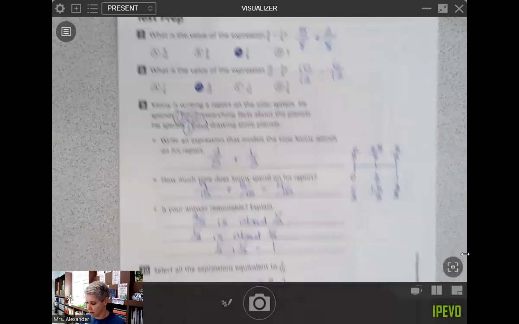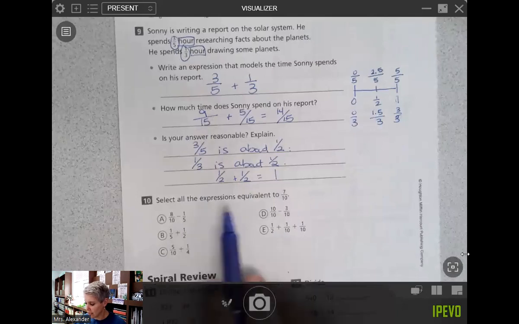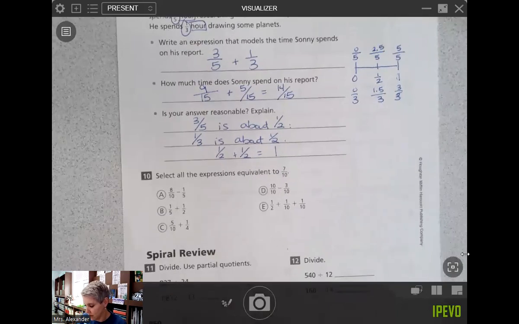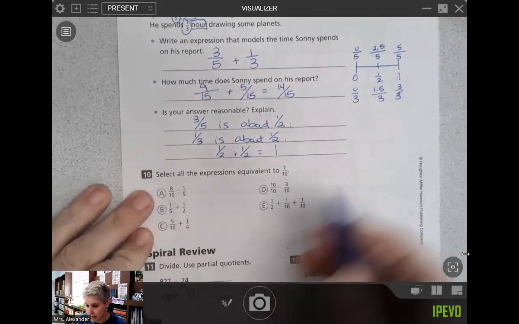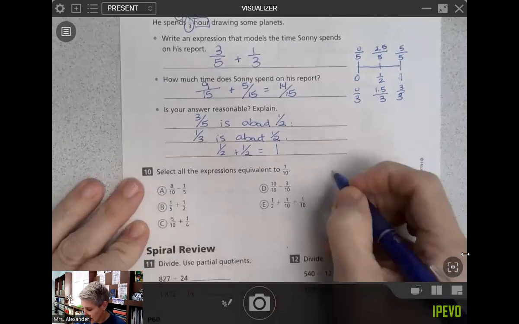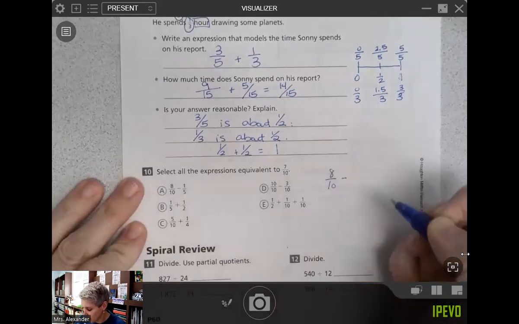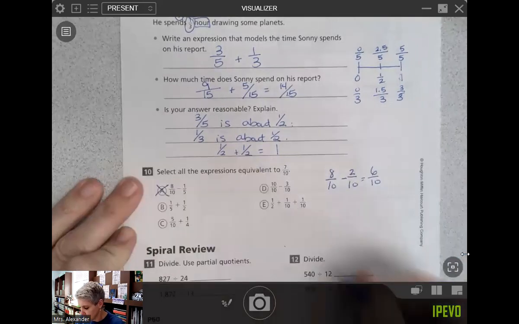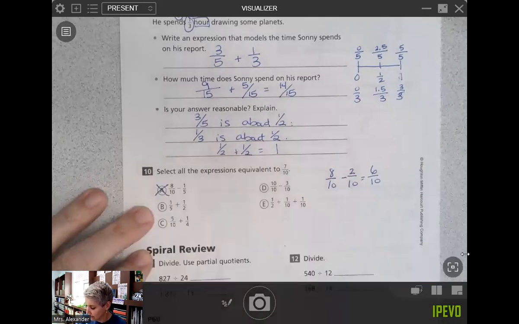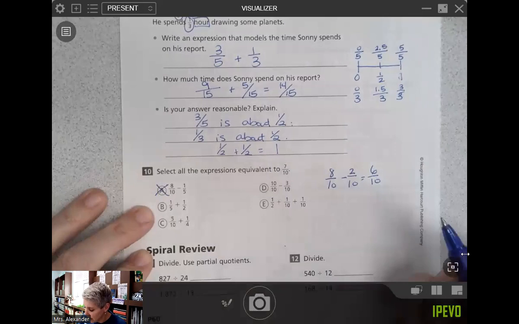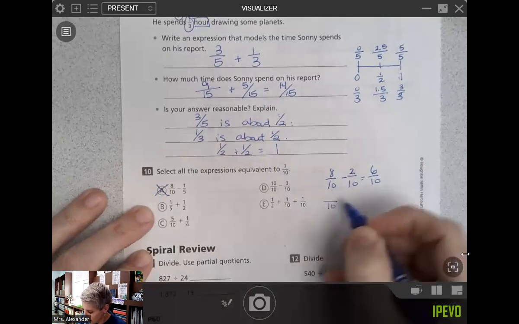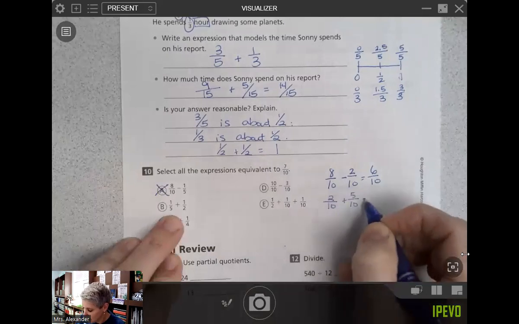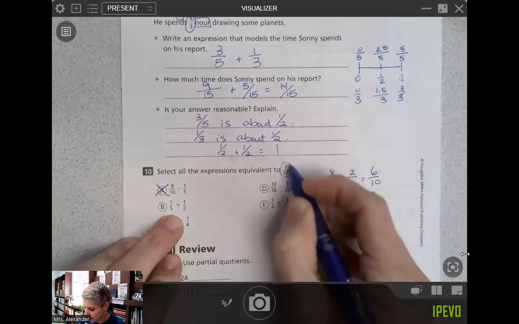Good. All right. Select all the expressions equivalent to 7/10. There's going to be more than one. So here, I'm going to list these down the side where I have more room. 8/10 minus 1/5, that would be 8/10 minus 2/10 is 6/10, not A. 1/5 plus 1/2. Again, I need a common denominator. I'm going to adjust those to tenths. So I have 2/10 for my 1/5 plus 5/10 for my 1/2. I'm looking for 7/10, and there it is.